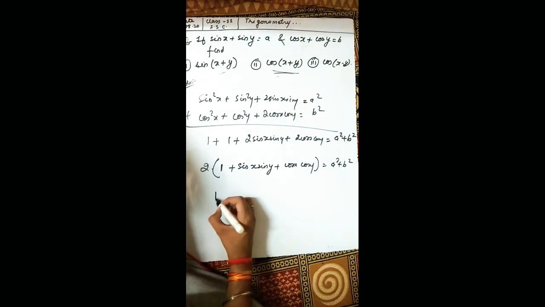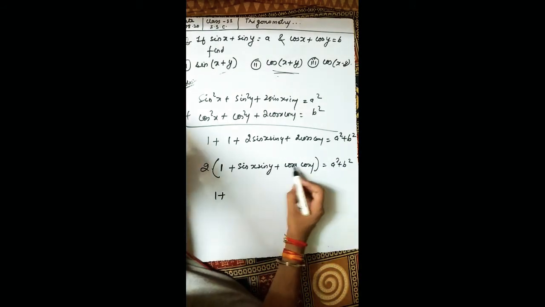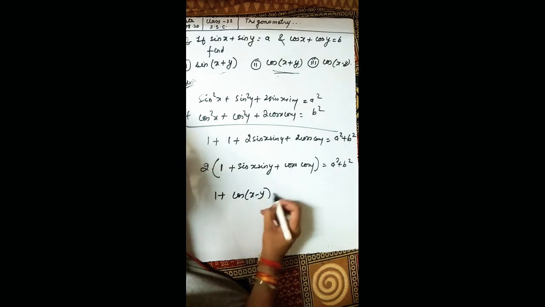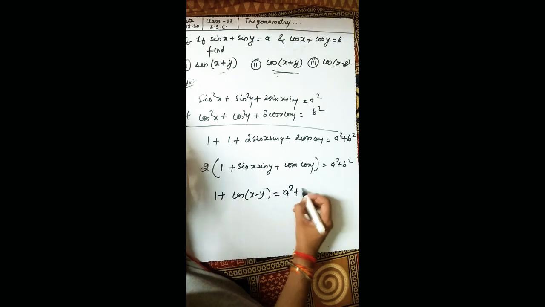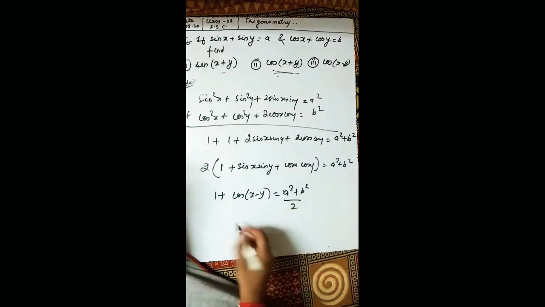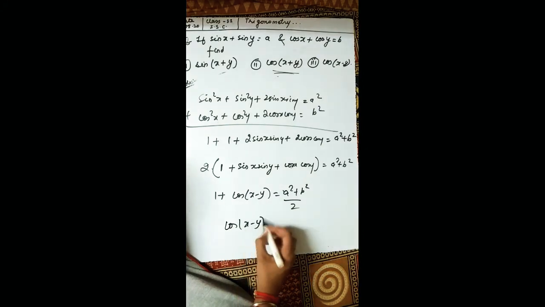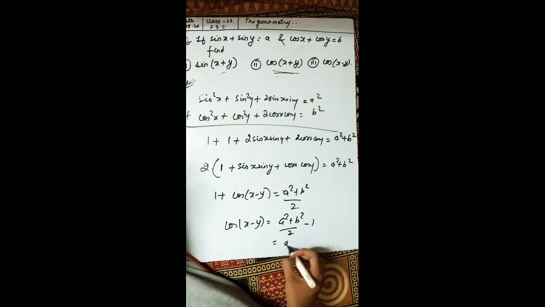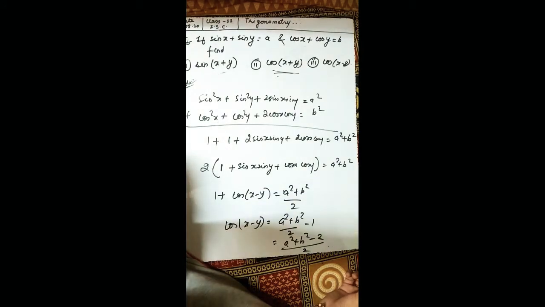Take this 2 in the denominator: 1 plus, you can use the identity cos x cos y plus sin x sin y. This is the cos(x-y) identity, and just take the 2 down, so a square plus b square upon 2. Now take 1 to that side, so finally you will have the value of cos(x-y), which is a square plus b square upon 2 minus 1, and on taking LCM, a square plus b square minus 2 upon 2. This is the final answer.